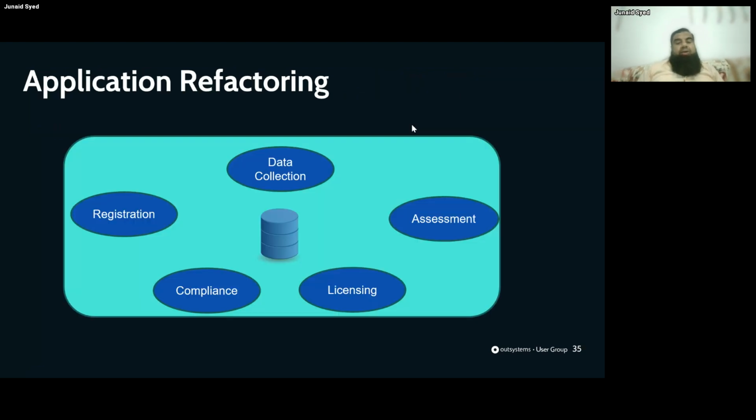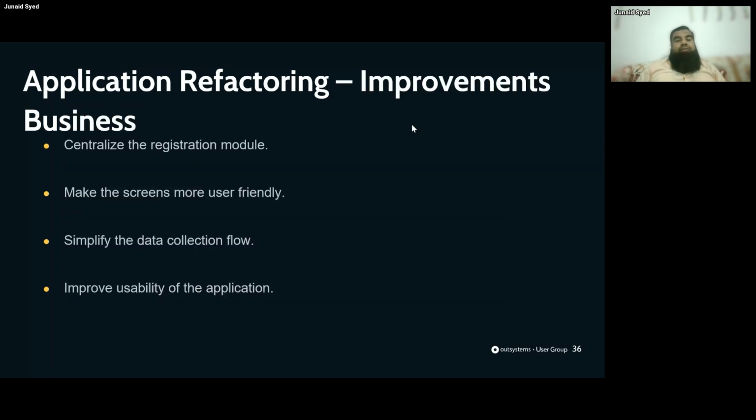Now, coming to application refactoring, like I mentioned, we picked up the compliance module. In the compliance domain, we have multiple applications: registration, data collection, assessment, licensing, and compliance, and they're all pointing to a single module, which is all the database entities. So for application refactoring improvements, we wanted to centralize the registration module.